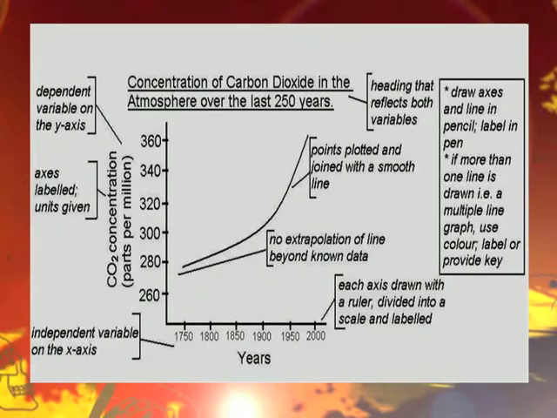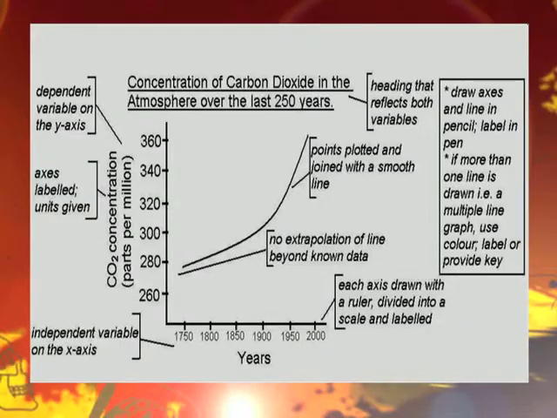You also need to subdivide the axes with graduations. This must be done according to a scale. The divisions between the marks must be equal. The subdivisions on the axes must be labeled. Now you're ready to plot the points on your graph.